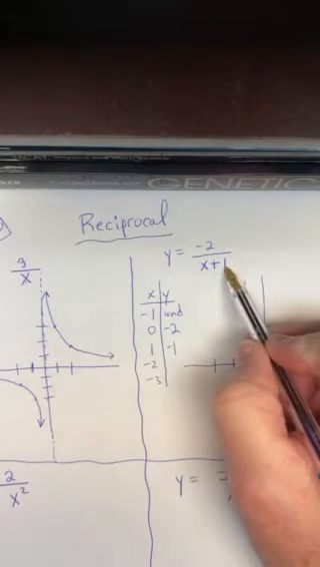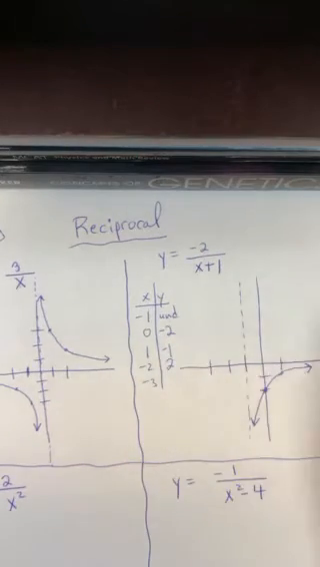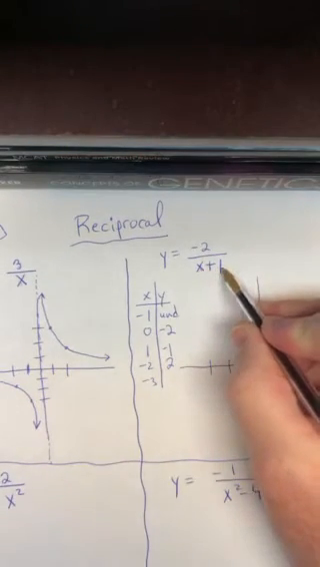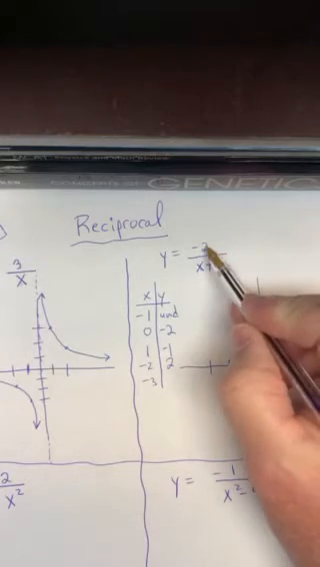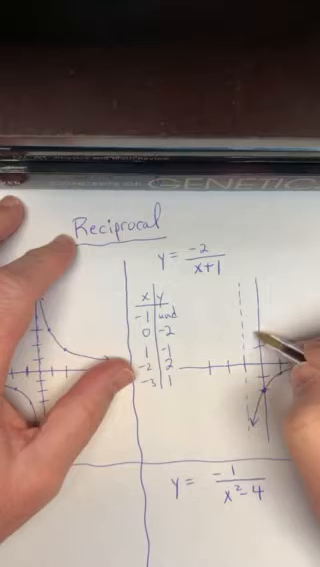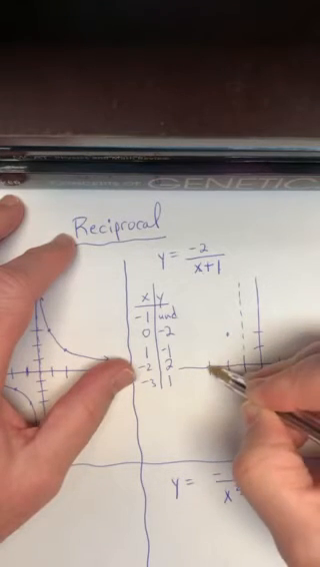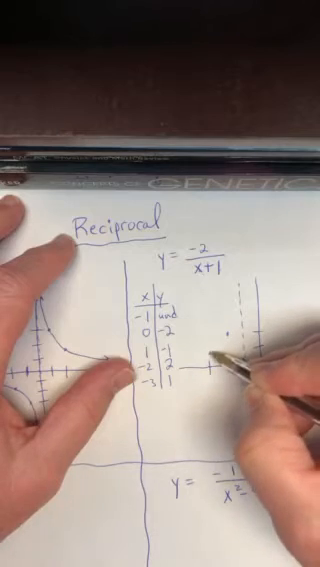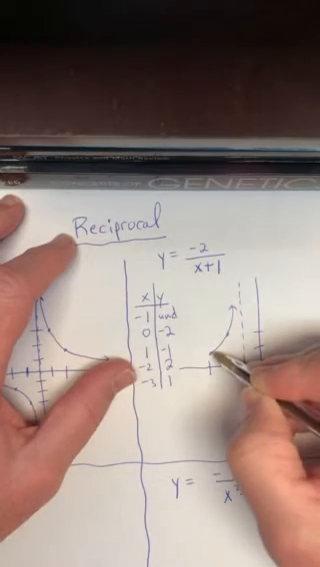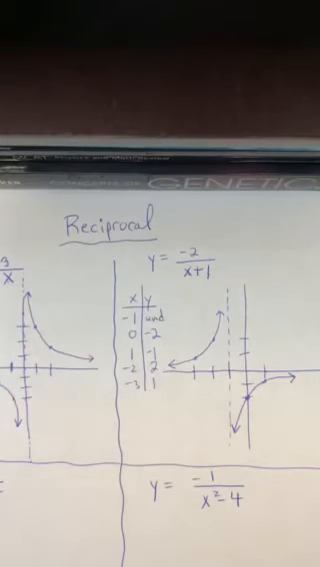-2 plus 1 is -1. -2 over -1 gives you 2. -3 plus 1 is -2. -2 over -2 is 1. So we're going to go left 2 and up 2, left 3 and up 1. And we indeed have the reciprocated mirror image of that guy down there. Okay? Quick sketches, no big deal. Looks like that.